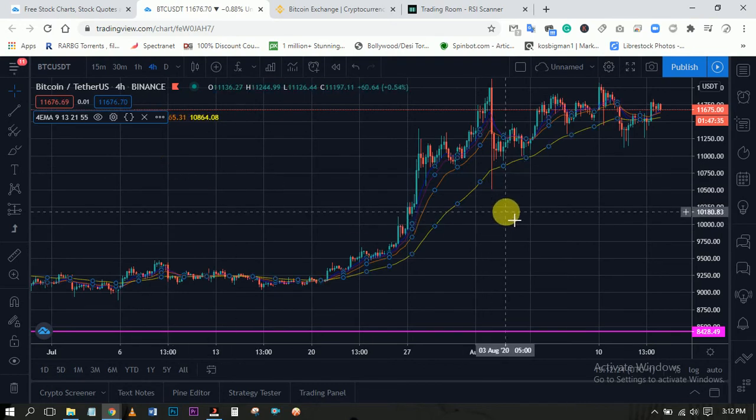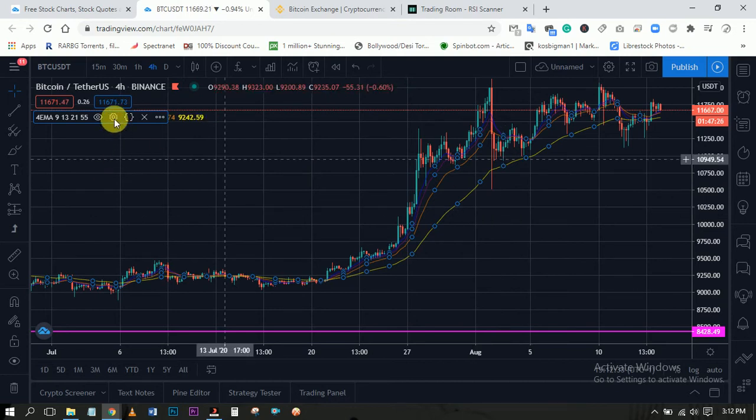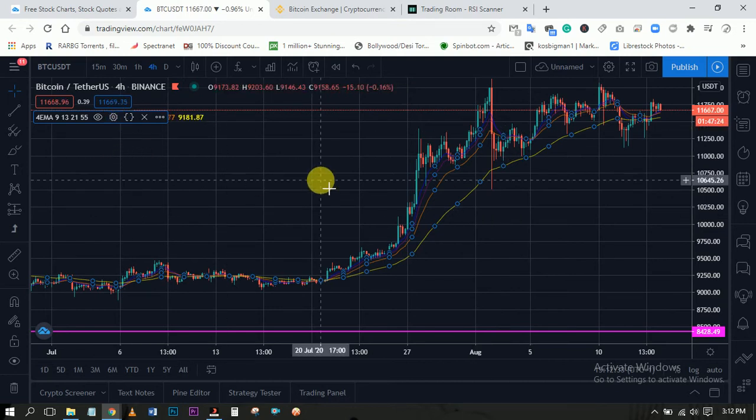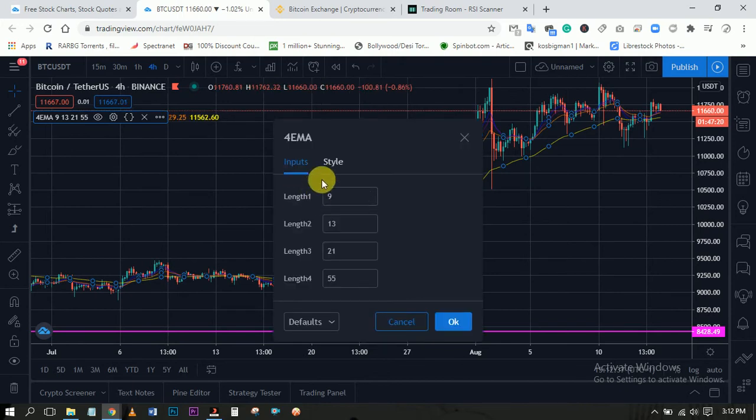Sorry, I'm getting a hang already on this, but notwithstanding, let's move on. The settings again for this moving average: you notice that we have 4 lines. The first one is blue, then the purple, the orange, and the yellow. They are all EMAs. EMA means exponential moving average.